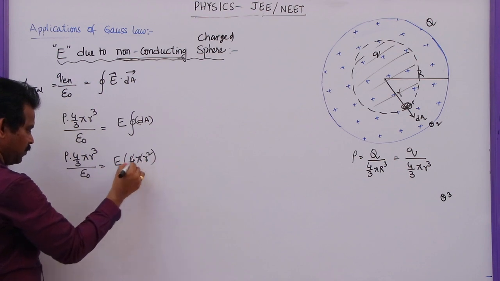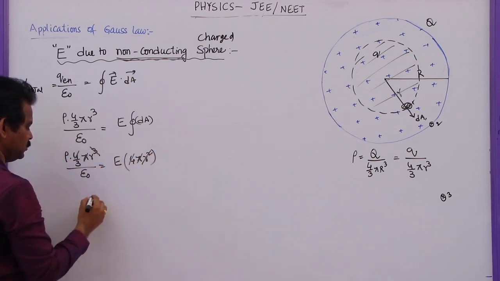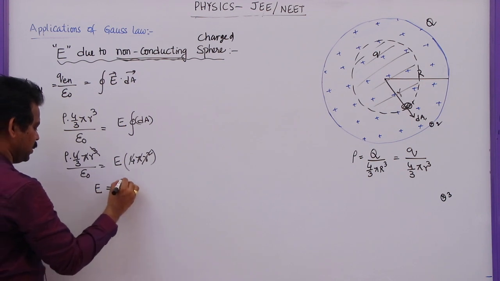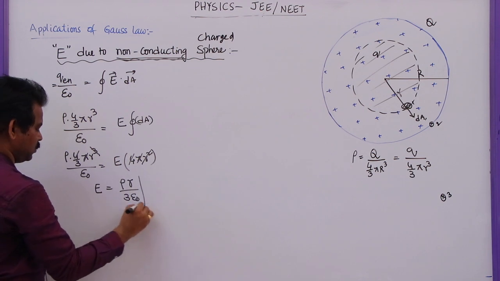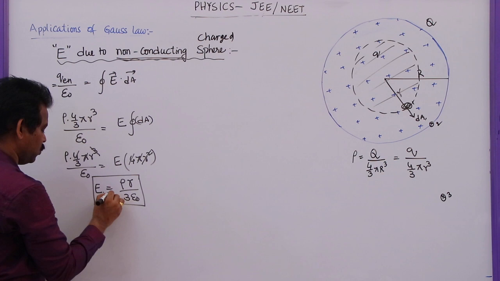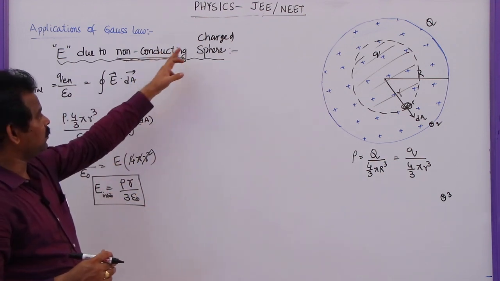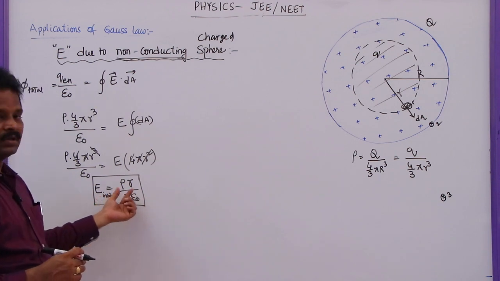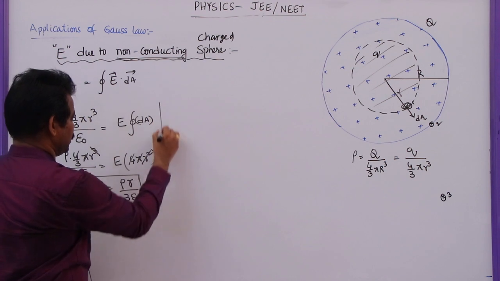You can cancel 4 and pi here. So the remaining terms, this r square and r get cancelled. So the electric field is given by rho r by 3 epsilon naught. So this is the electric field inside the closed non-conducting charged sphere. In case of a conducting sphere, the electric field inside was 0, but here this is rho r by 3 epsilon naught. So this is inside.